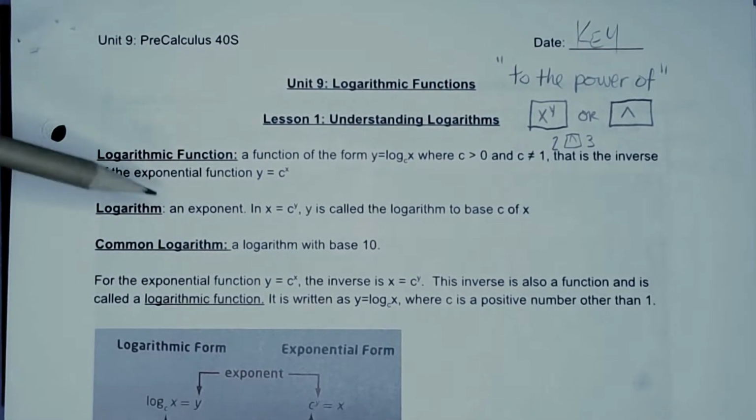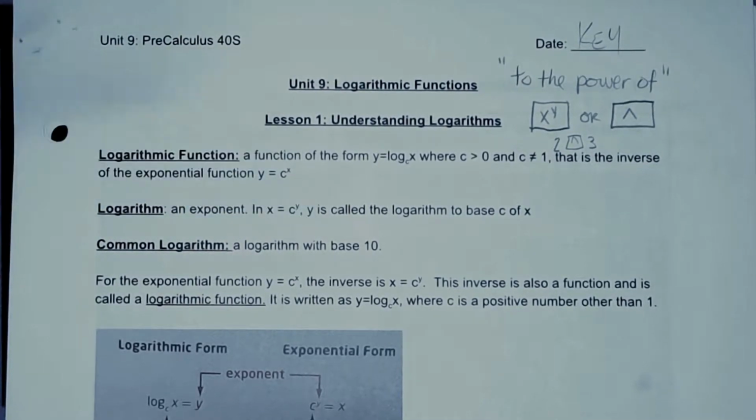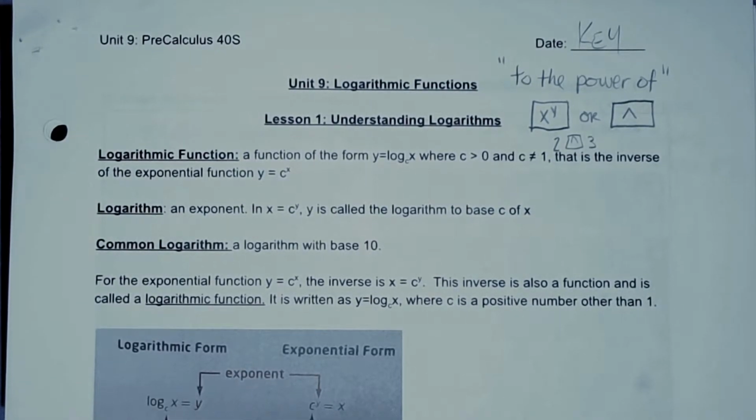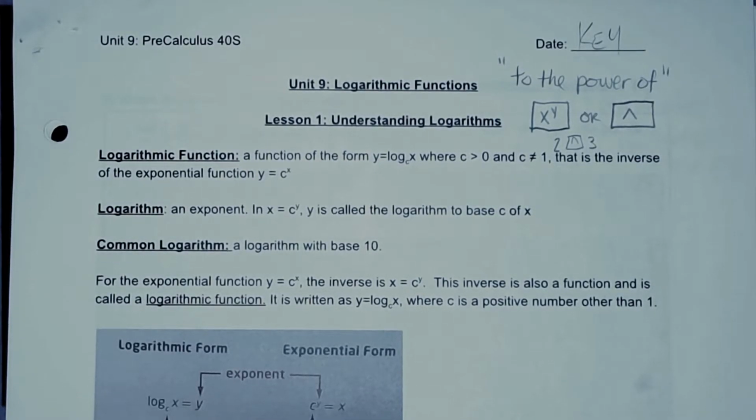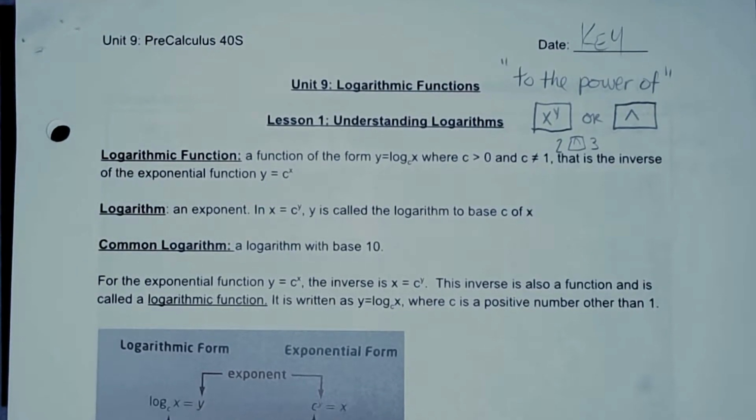A logarithm is an exponent in x is equal to c to the y. y is called the logarithm to the base c of x. I know it's a lot of terminology, but don't get caught up in it. This is actually a really simple task throughout this unit, as long as you understand what these letters mean. And we also have a common logarithm, a logarithm with base 10. And I'll talk about that a little bit further down the page.